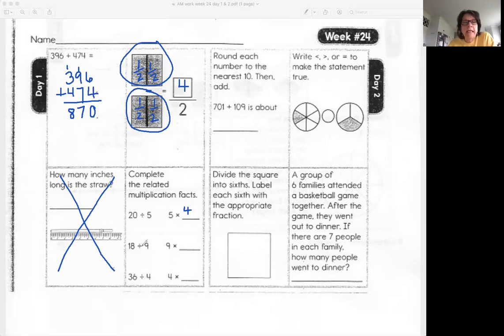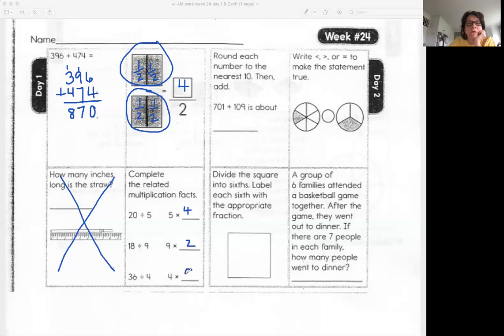The next one is 18 divided by 9 equals. And so I need to find the missing multiplication factor. So it's 9 times what? Well, I can do 9, 18. My answer is 2. And the last one, 36 divided by 4, the related multiplication fact would be 4 times what? Again, I could skip count by 4s: 4, 8, 12, 16, 20, 24, 28, 32, 36. Hard for me to lift up that last finger, and so that is 9.